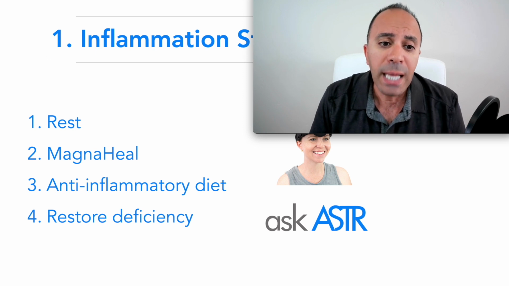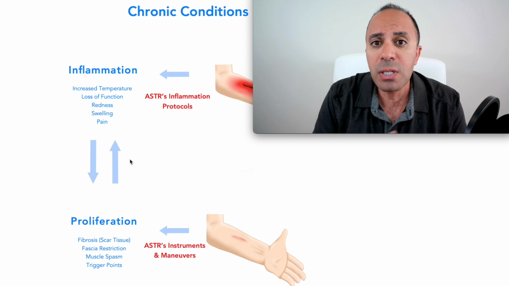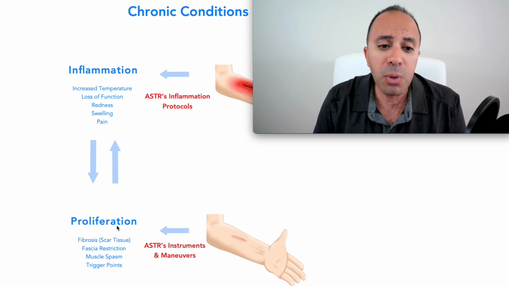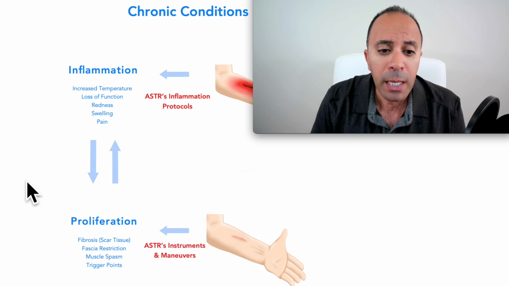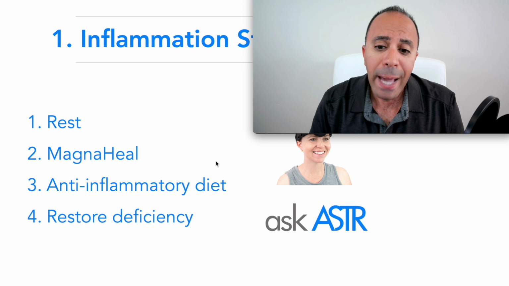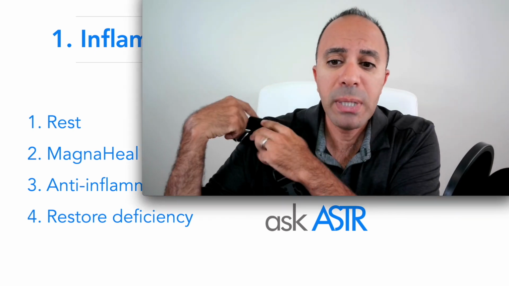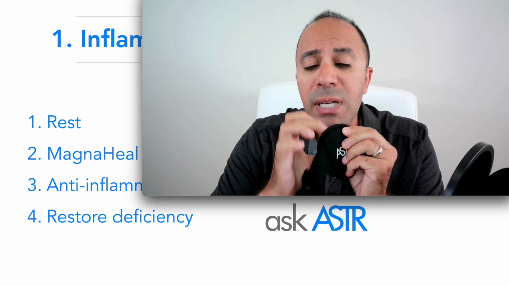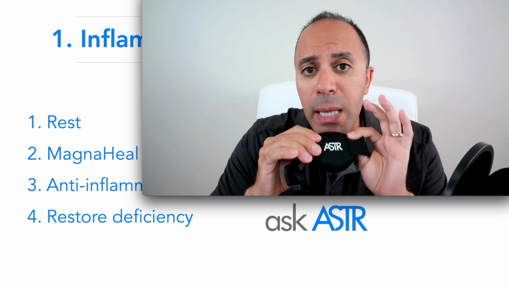If not, that's a sign you might have moderate to severe inflammation and your body is going back and forth between the inflammation and proliferation stages. If that's the case, what I personally use is the Magna Heal. This is a very strong magnet that can be wrapped around the shoulder. The magnetic field is around 3 inches and can penetrate the body.